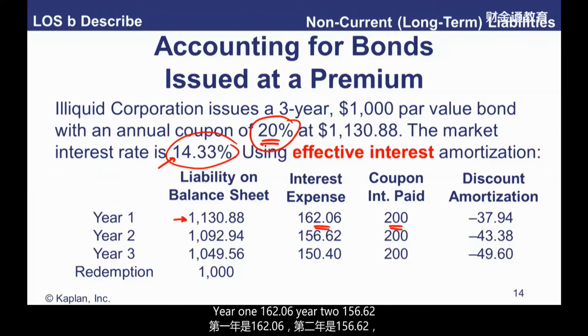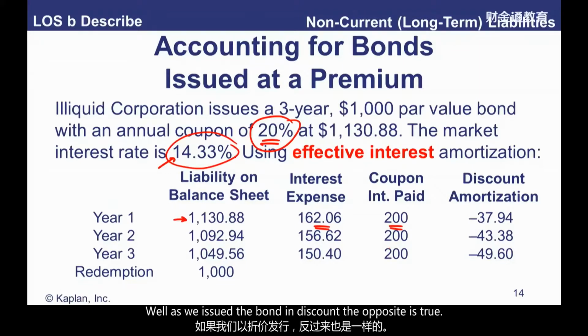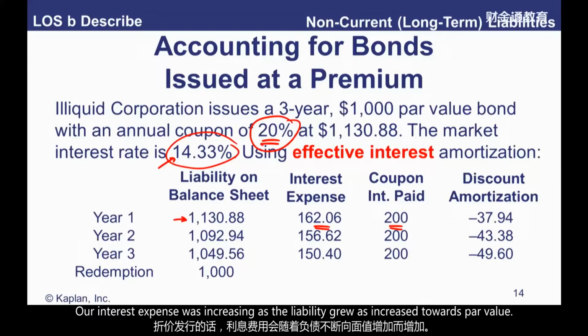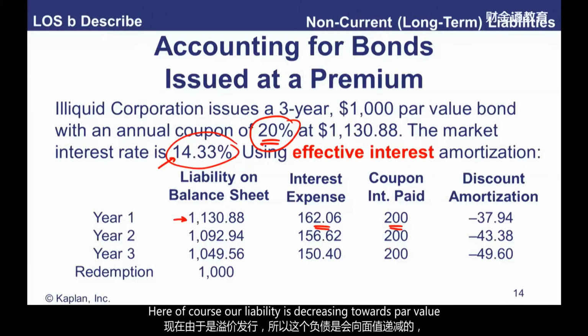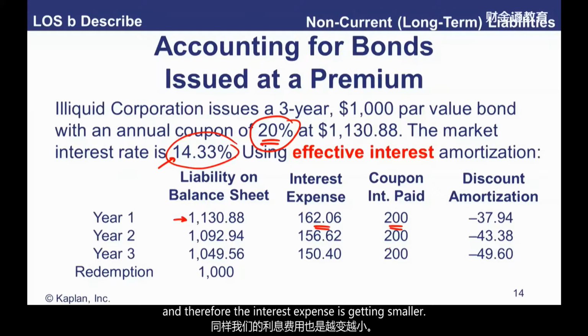Now again, when we look at the interest expense, notice our interest expense is decreasing each year. Year 1, 162.06. Year 2, 156.62. Whereas when we issued a bond at a discount, the opposite was true. Our interest expense was increasing as the liability grew, as it increased towards par value. Here, of course, our liability is decreasing towards par value, and therefore the interest expense is getting smaller.